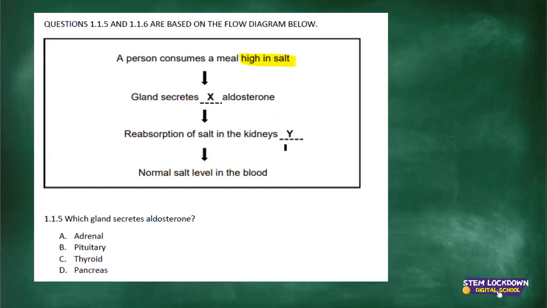So you can do yourself a favor maybe by starting to fill in the spaces yourself before you even get asked the questions, or you can shoot straight to the question. Question 1.1.5, which gland secretes aldosterone? So which of the glands here listed will secrete aldosterone? We remember this gland, and you can even get a clue here. It's the reabsorption of salt in the kidneys. So which gland do you find at the kidneys? It is the adrenal gland. The adrenal gland is the one that secretes aldosterone.